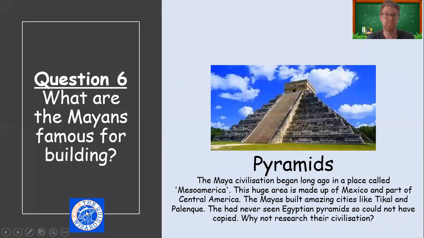Question 6. The Mayans are famous for building pyramids, believe it or not. So the Mayan civilization began long ago in a place called Mesoamerica. This huge area is made of Mexico and part of Central America. The Mayans built amazing cities like Tikal and Palenque.